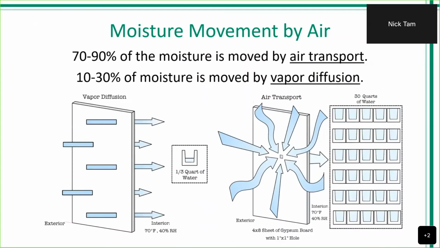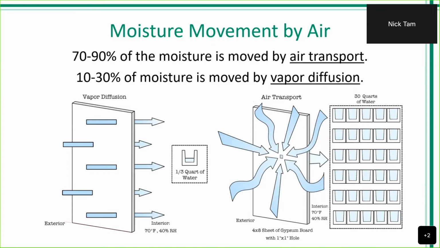So expanding on moisture movement by air, when we think about transportation, it really accounts for 70 to 90% of the moisture movement, whereas diffusion will only be about 10 to 30%. Looking at the example on the left, this is a hot and humid climate where we have an interior conditioned space of 70 degrees and 40% relative humidity. That interior space is going to be the area of lower pressure, whereas the outside is of higher pressure. Because of that pressure difference, we have diffusion directly through the building material here, and we get about a third of a quart of water.